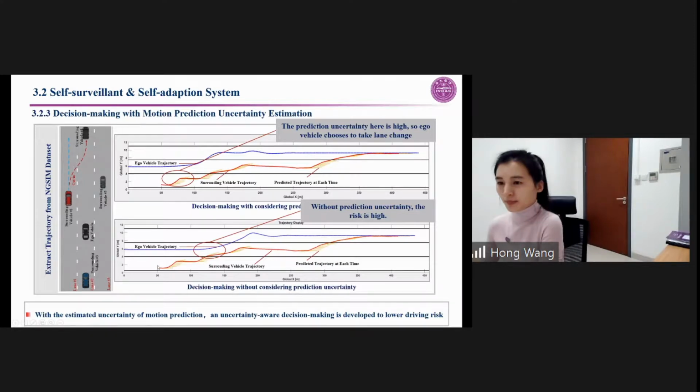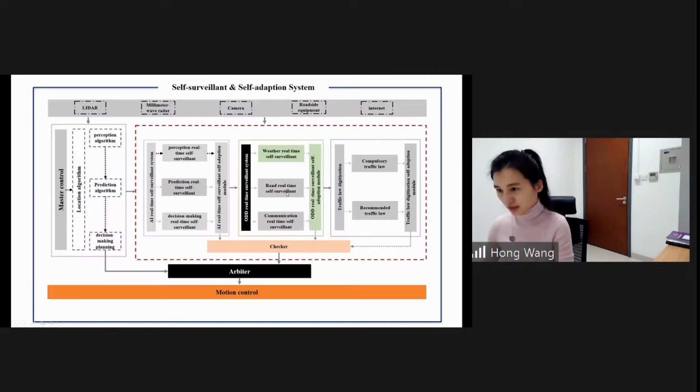So this is the AI real-time surveillance and self-adaptation system. And the second one I want to introduce is the ODD real-time surveillance system. So how about the weather condition, road condition, self-surveillance, and communication, V2X communication, real-time self-surveillance, and the self-adaptation. Due to time limitation, I will introduce the weather condition and communication self-surveillance system.